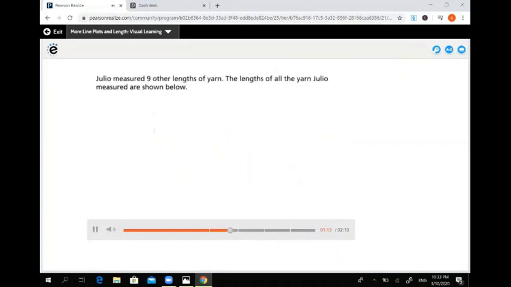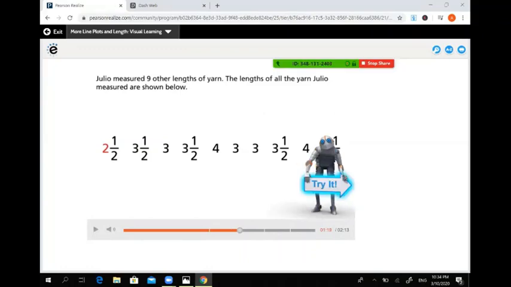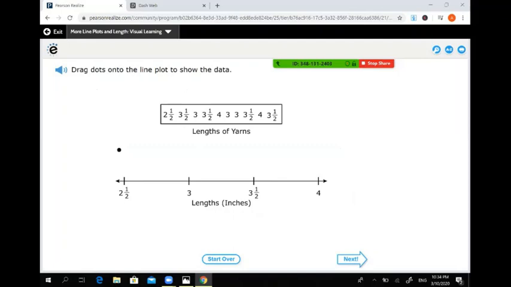Julio measured 9 other lengths of yarn. The lengths of all the yarn Julio measured are shown below. Okay, let's try. These are some yarn and the lengths of them. Drag dots onto the line plot to show the data. Okay, here I have some data. I will drag the dots into each one.